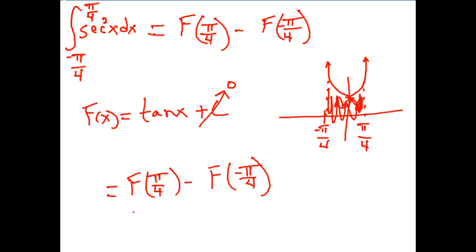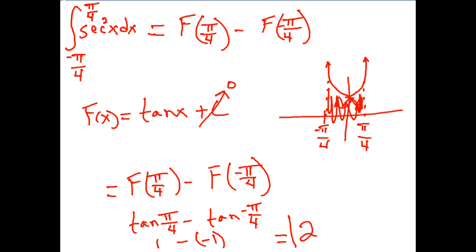So what is tangent of pi over 4 minus tangent of negative pi over 4? Well, we know tangent of pi over 4 is 1, and then tangent of negative pi over 4 is negative 1, so this gives us 2. So the integral of secant squared x with respect to x between negative pi over 4 and pi over 4 is 2. So the area underneath this curve here that we're finding right there is in fact 2.